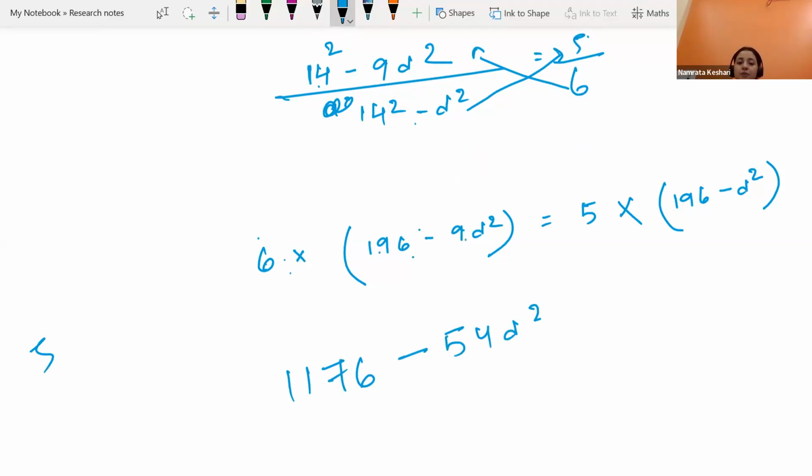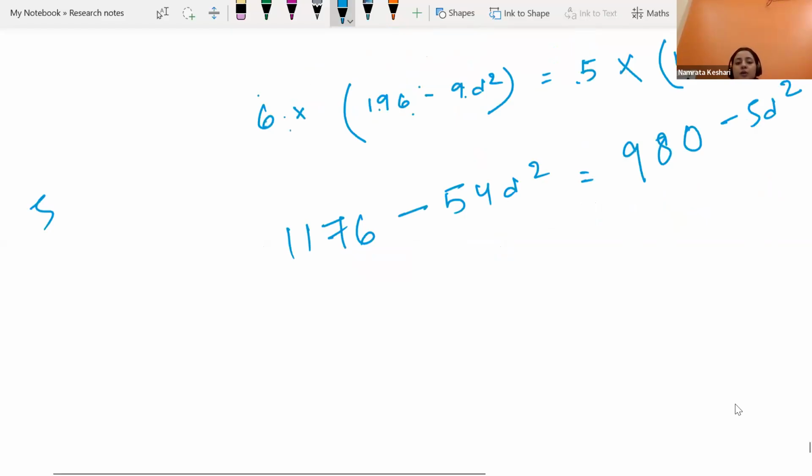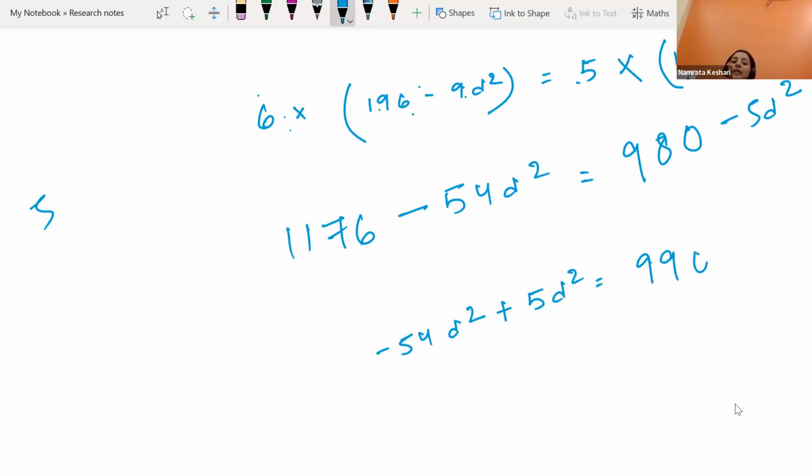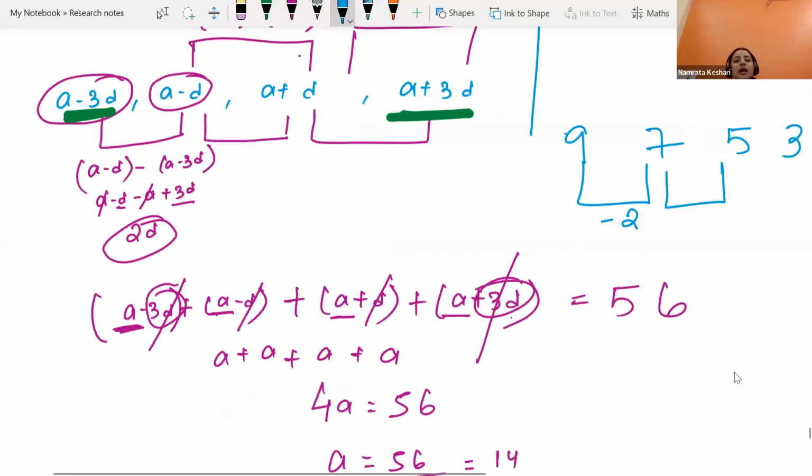d square is equal to, we are getting this one. I'm just doing the multiplication. Now can you see, easily you will be able to solve it for d square. Here we are having minus 54 d square, and from here 5 d square will come. So finding the values of a and b was not so simple, but here we are able to do it since we have taken these 4 terms as a-3d, a-d, a+d, a+3d. Are you getting it? Is it crystal clear to all of you?